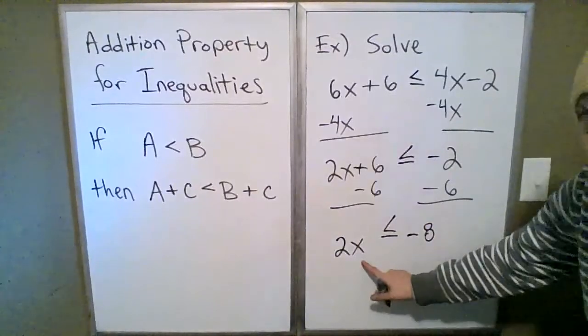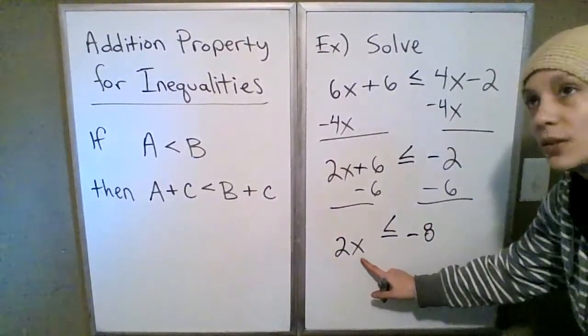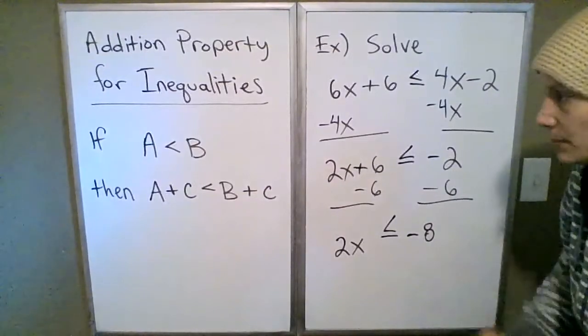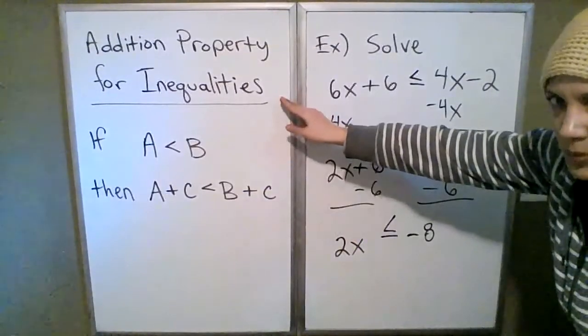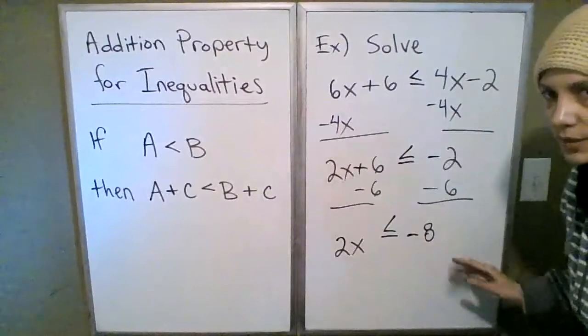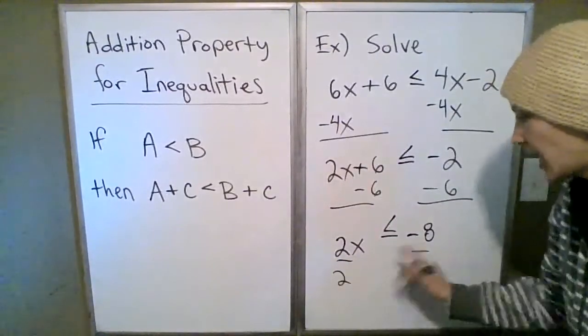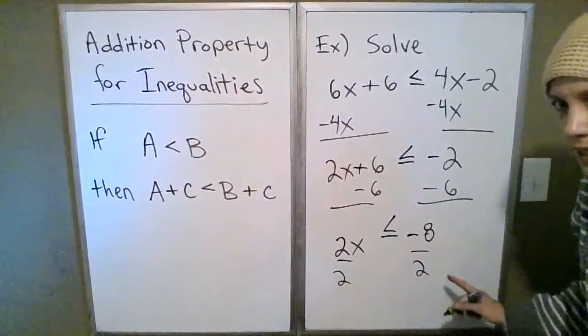And then this is where I need to introduce our other property. So what we want to do is divide those sides by 2. And then we'll write down where that property comes from next. So divide by 2 on each end. I got x less than or equal to -4.